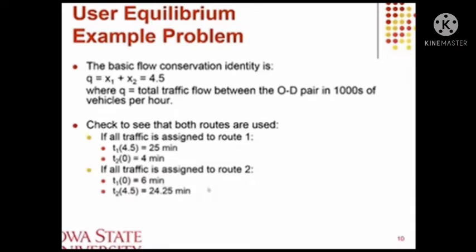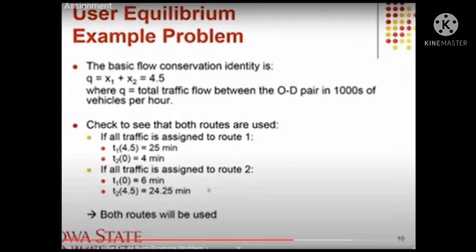Similarly, if we assigned all the traffic to route 2, that would result in 24.25 minutes travel time, and those travelers could easily switch to route 1 to improve that time. And from this, we can conclude that both routes will be used.